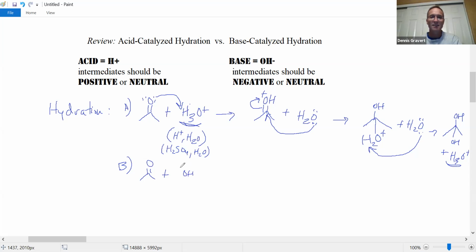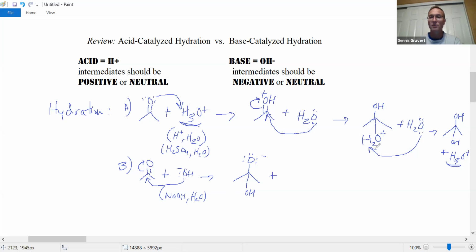Do the same thing under base catalyzed conditions by mixing sodium hydroxide and water. And now hydroxide ion is a negatively charged oxygen. It's a good nucleophile, so it immediately attacks the carbonyl in this base catalyzed mechanism. Same pattern we saw in the second step of acid catalyzed, right? Nucleophile bumps up the pi bond. Down here in base catalyzed, that's our first step. Nucleophile bumps up the pi bond. Incoming nucleophile attaches, we're good.